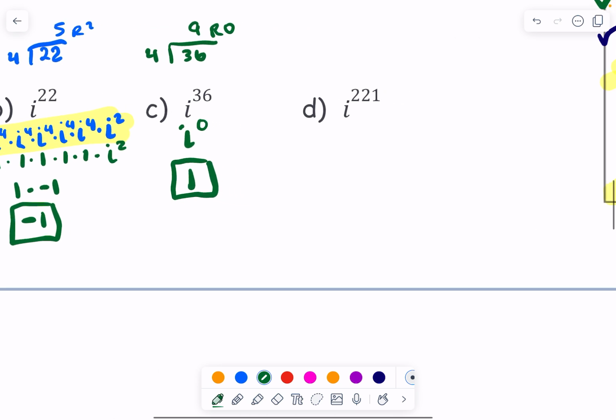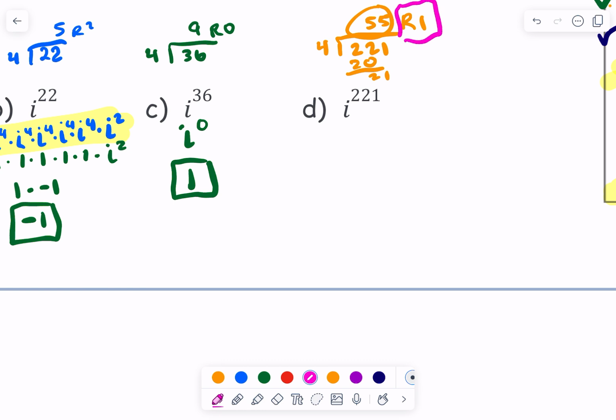Let's try one more. Try to pause and do this one and then see if you're getting it right. I'm hoping you do that with a lot of my examples. Okay, so again, 4 into 221 is going to give you 55 remainder 1. So these are absorbed and make a 1, right? But the thing I'm really worried about, or concerned with, is the remainder. And so this is remainder 1. So this is i to the power of 1, or just i. So i to the 221st power is the same as i.